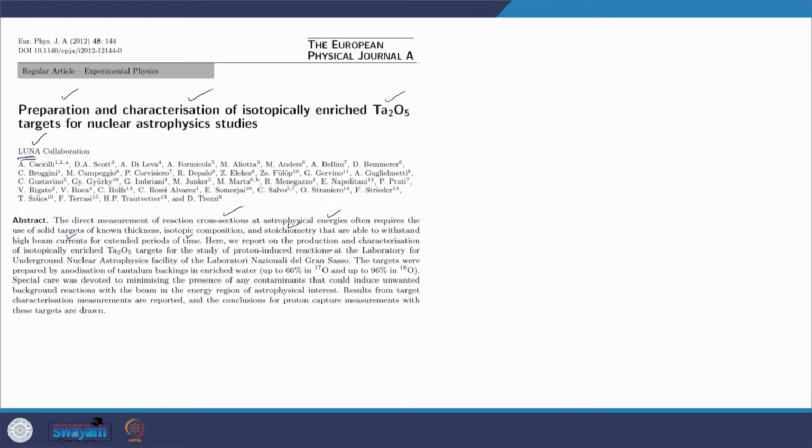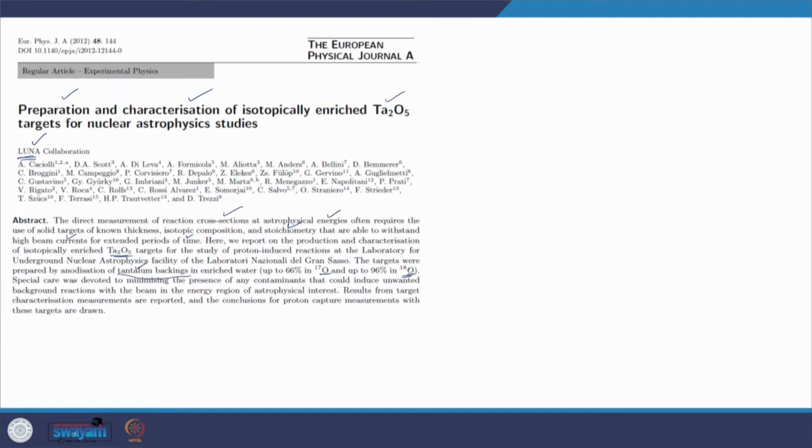In this paper they report on the production and characterization of tantalum oxide targets for the study of proton induced reactions at the Laboratory for Underground Nuclear Astrophysics, as I said, placed in Gran Sasso. The targets are prepared by anodization of tantalum backings. Why tantalum is preferred over other materials, I will discuss. In enriched water, up to 66% oxygen-17 and 96% oxygen-18. Whenever you come across language like this, it is clear that the incident beam is proton and the target material is oxygen.